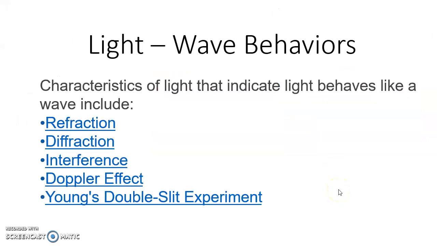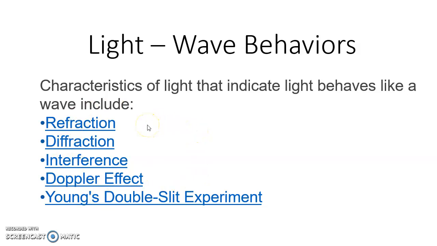So all of these phenomena show that light exhibits wave behaviors just like sound waves and water waves exhibit wave behavior. Okay, so light exhibits all these behaviors of refraction, diffraction, interference. We can see light exhibiting the Doppler effect, and we can see the interference that we saw in Young's double slit experiment. So, in conclusion, this was about as much as we observed until about the year 1900.